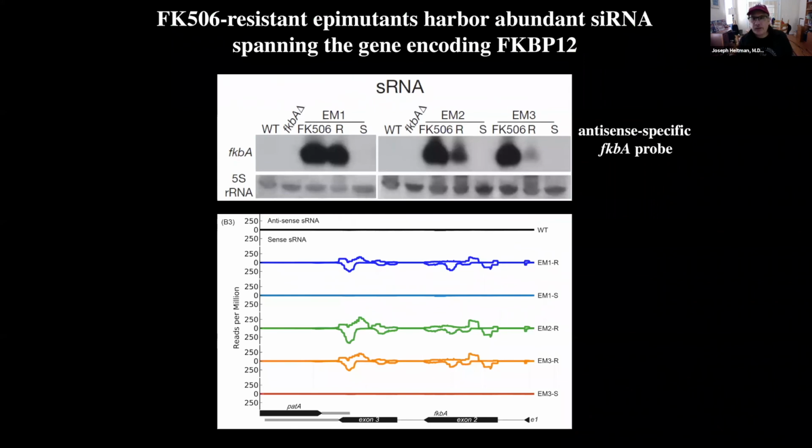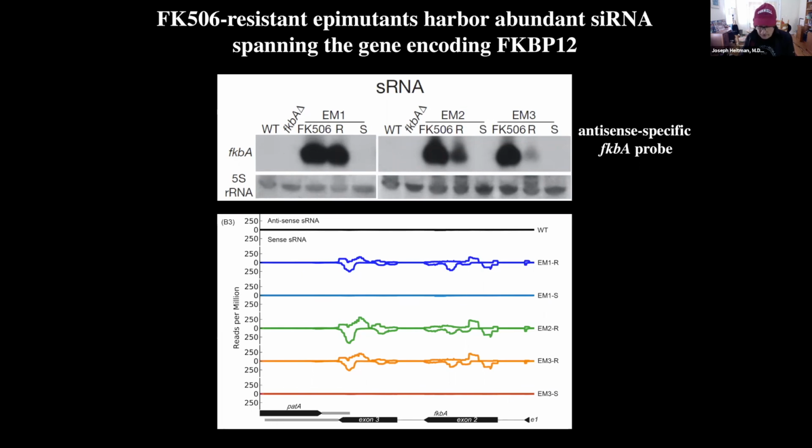To test that, we made small RNA from the wild type, the various forms of the epimutant grown in FK506 in the resistant form or in the reverted sensitive form, ran them out and probed them with a probe specific for antisense RNA to the fkBP12 gene, encoded by the fkbA gene. And remarkably, you'll see that all of these epimutant isolates have abundant small RNAs to the fkBP12 locus, but when they revert to be sensitive, those all disappear.